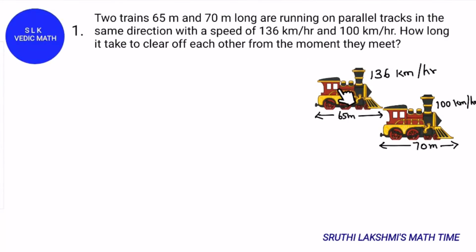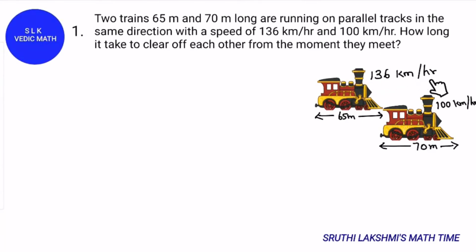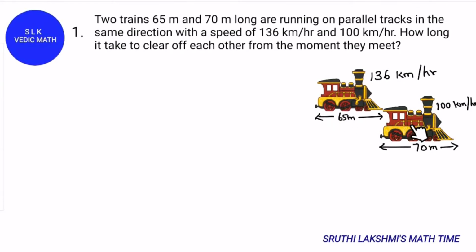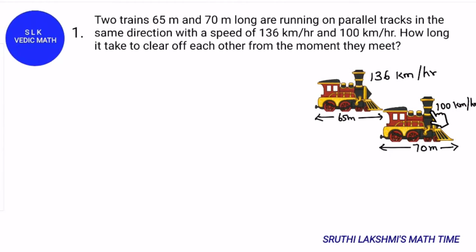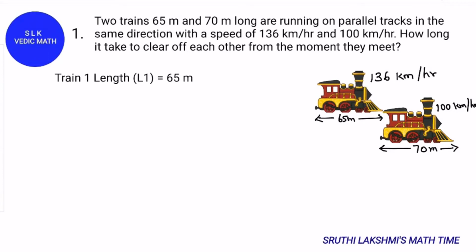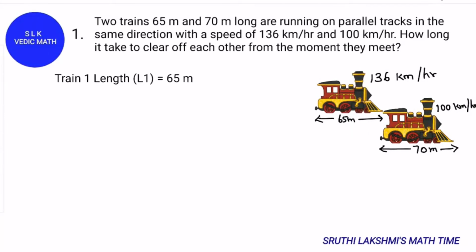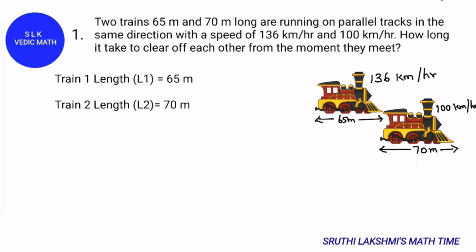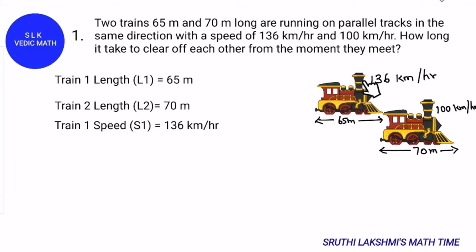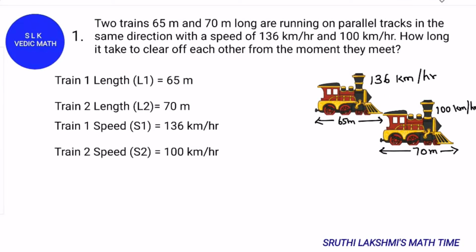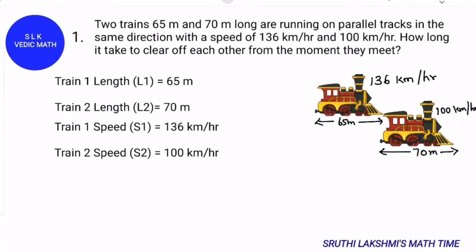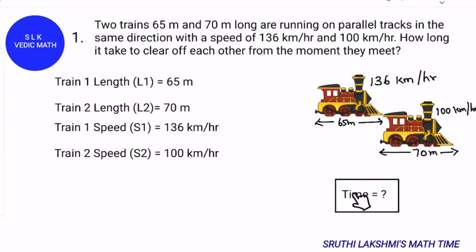This is the first train which is running at 136 km per hour and has a length of 65 meters. And this is the second train which is running at 100 km per hour and has a length of 70 meters. The first train's length is L1 which is 65 meters and the second train's length is L2 which is 70 meters. And the first train's speed is S1 which is 136 km per hour. And the second train's speed is S2 which is 100 km per hour. We have to find the time.